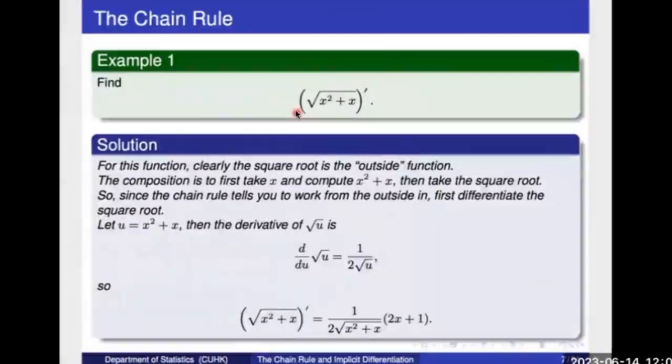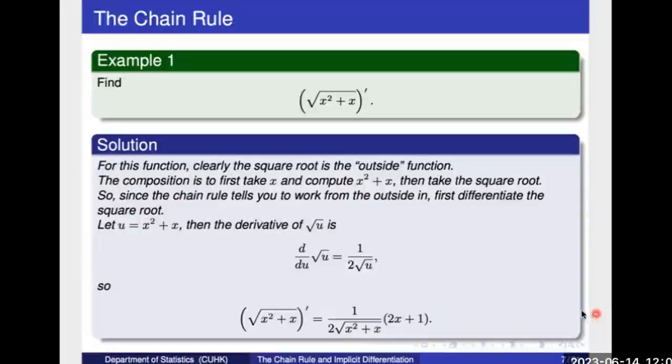Find the derivative of the square root of x squared plus x. For this function, clearly the square root is the outside function. The composition is to first take x and compute x squared plus x, then take the square root. Since the chain rule tells you to work from the outside in, first differentiate the square root. Let u = x² + x. Then d/du of √u = 1/(2√u), so (√(x² + x))' = 1/(2√(x² + x)) times (2x + 1).